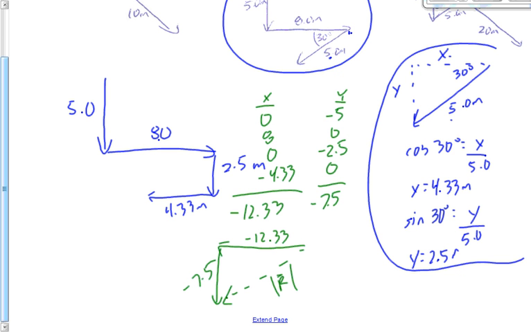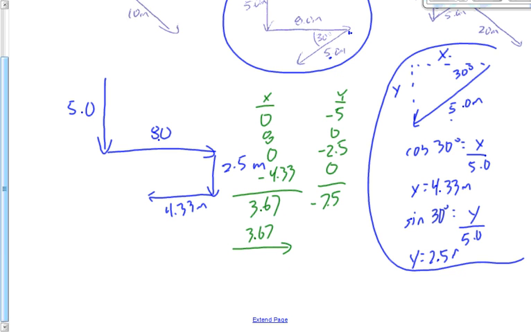Oh, yeah. Yeah. No, you're right. 8 plus negative 4 is not negative 12, right? So what does that equal? 3.67. So that should be a positive value, right? So it should be 3.67 to the right and 7.5 down, which makes sense, actually, if you look back to your original diagram, because in your original diagram, the resultant vector went down and to the right. It should go down and to the right in my new diagram as well.